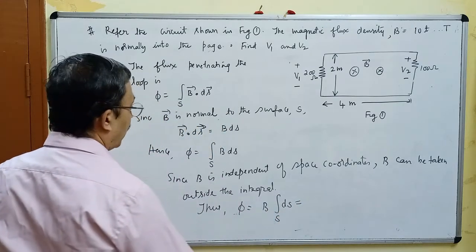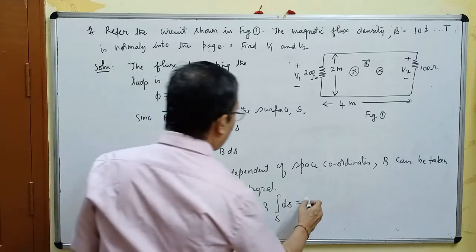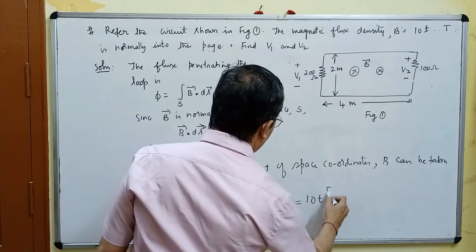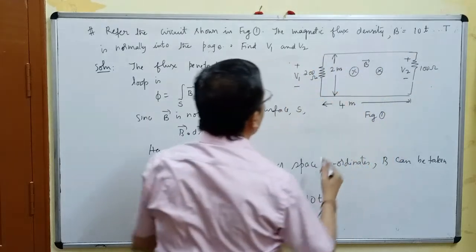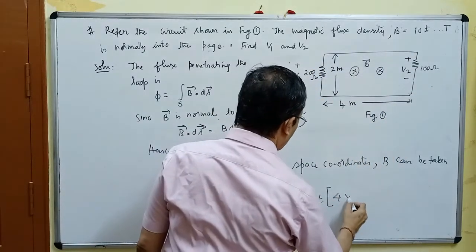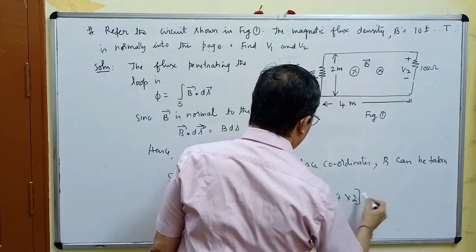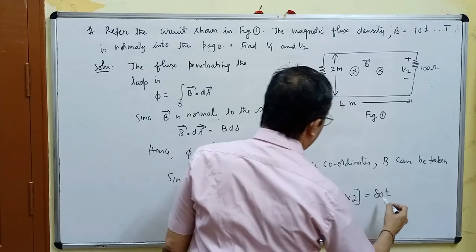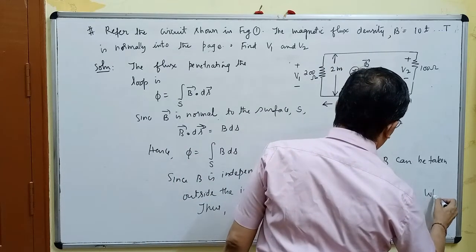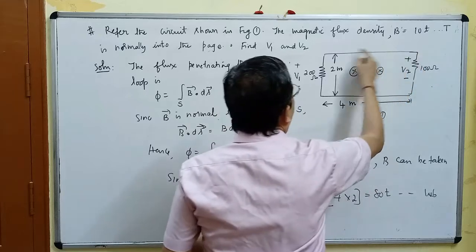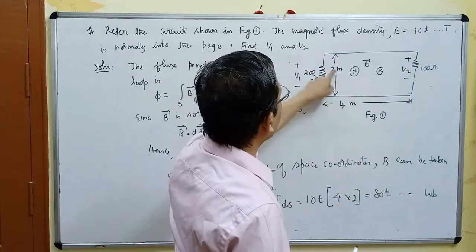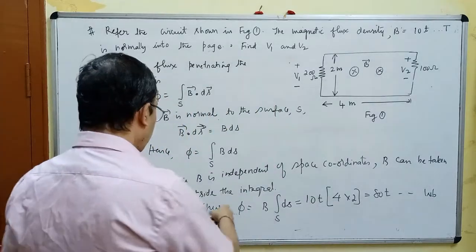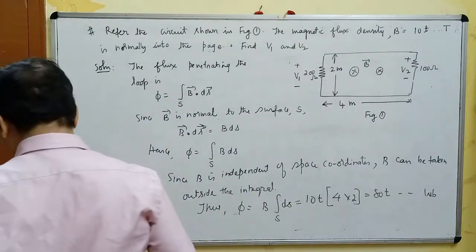What is B? B is given as 10 T. What is integral ds? Area of this rectangular loop, which is 4 into 2, which means 8. 8 into 10 is 80. 80 t Webers. This is the flux penetrating this rectangular surface, having the dimension 4 meters by 2 meters. So this is phi.